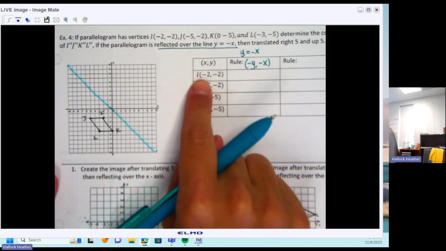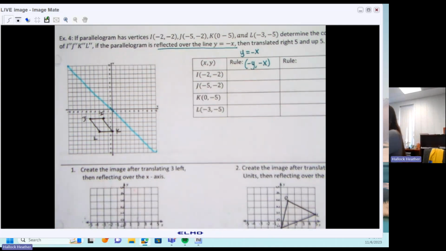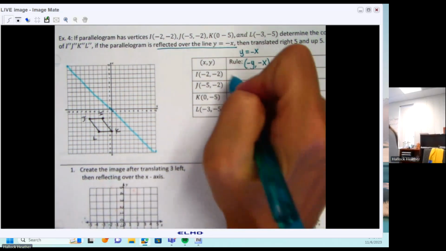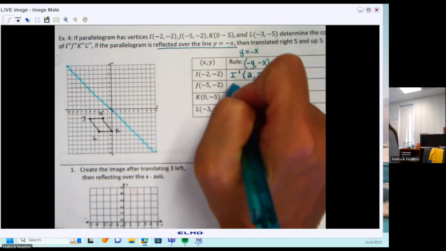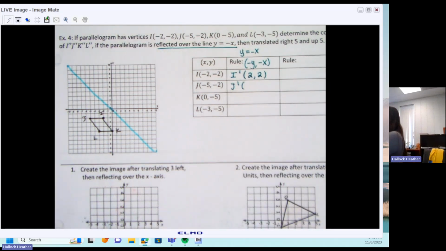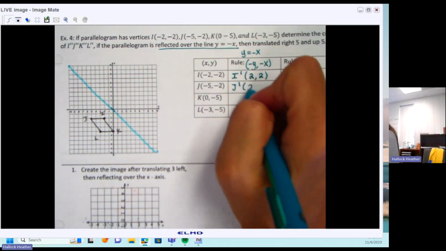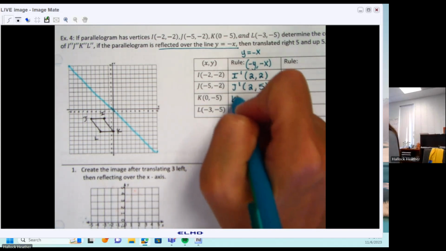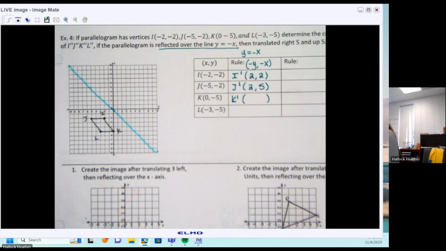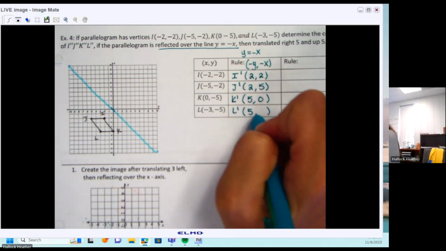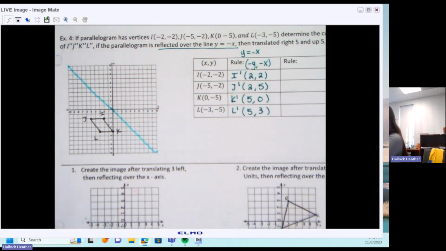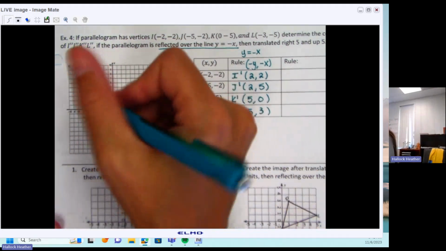So I was -2, -2. If I flip it and I switch the sign, what's it going to be? +2, +2. J prime, I'm going to flip it and switch the sign. So what's it going to be? 2 and 5. K prime, if I flip it and switch it, 5, 0. And then L prime, flip it and switch it, 5, 3. So take a minute, plot your points. Those are the only two rules, really. I think you might need to write the points out and actually physically change the points. The rest you could probably do without showing any work at all.